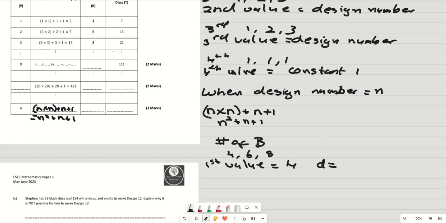You need your third and your second, sorry. So 6 minus 4 is 2. Then you check to see if it's the same for the next one. 8 minus 6 is 2. So your common difference is 2.